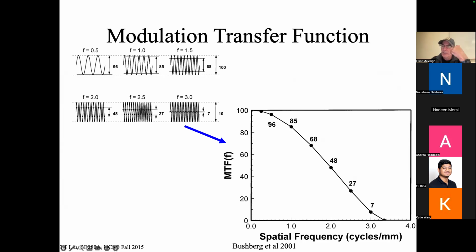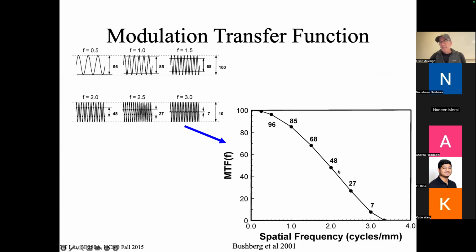The relationship between the relative amplitude that gets through the imaging system to the spatial frequency, that's called the modulation transfer function. And eventually you hit a spatial frequency where nothing gets through. It basically just looks like a mean value. Even though you have a sine wave there on your picture, when you image it, you just get a mean value of that sine wave, no oscillations.